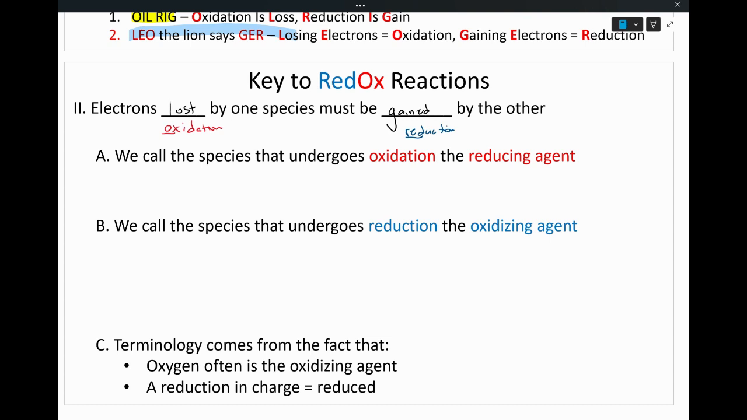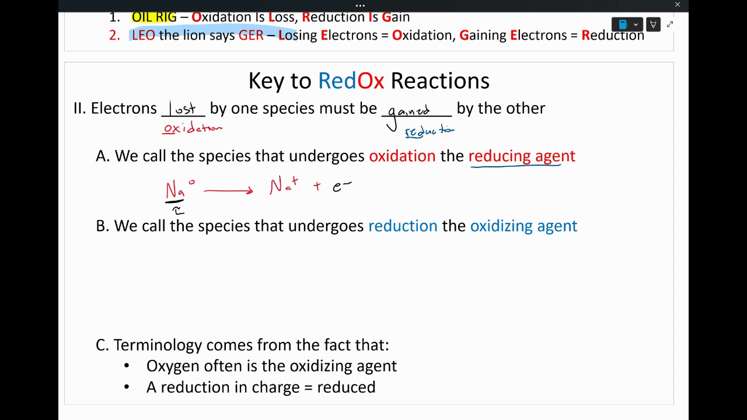And one of those is the reducing agent. So the species that undergoes oxidation is the reducing agent. So if we look at our sodium metal that then goes to make sodium plus, and I'll do the electron in black, the sodium itself right here, we would call this the reducing agent. It is the thing by which reduction can occur. It is the thing giving up electrons in order for something to be reduced.